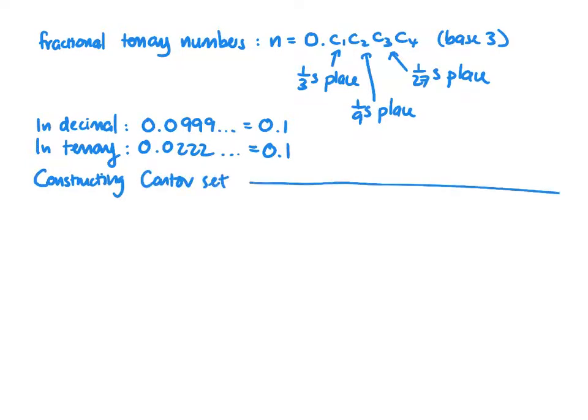Remember, we start with that interval from 0 to 1, and then we remove the middle third. So what we're left with is 0 to 1/3 and 2/3 to 1. I want to think about what these look like as ternary numbers.